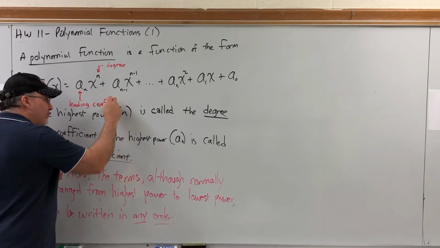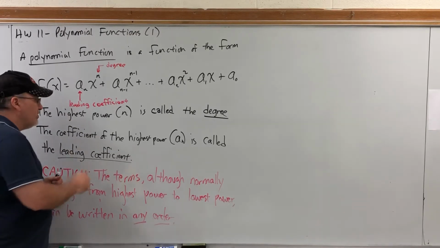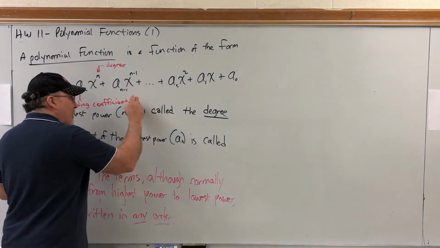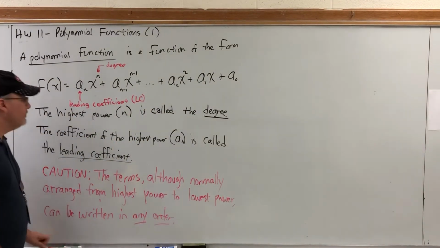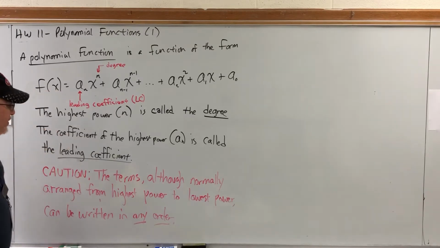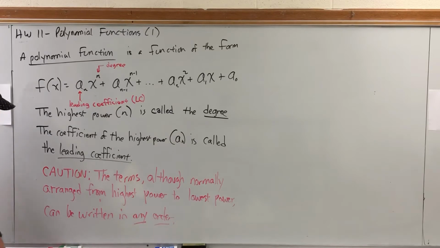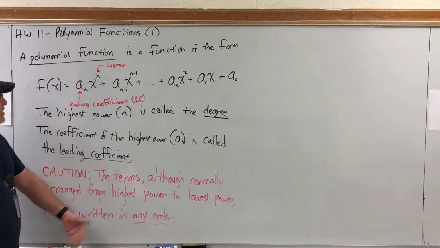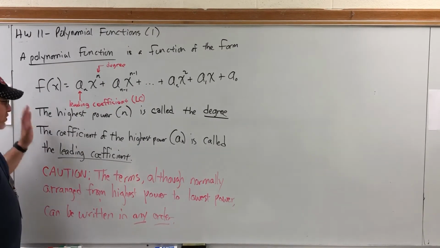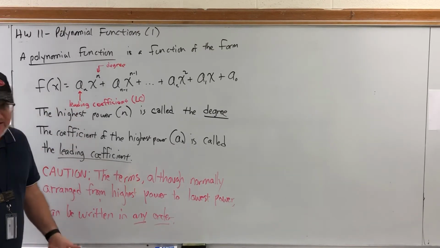Now, I'm going to be referring to the leading coefficient quite a bit in some subsequent videos, so instead of writing out leading coefficient, I will just abbreviate it capital LC. Caution. The terms of a polynomial function are normally written from highest power to lowest power, but they don't have to be. They can be written in any order. So as I show you some examples of polynomial functions, their degrees, and their leading coefficients, I'll show you variations that are standard from highest to lowest powered, non-standard, and even factored.